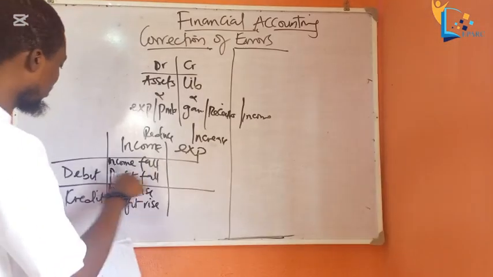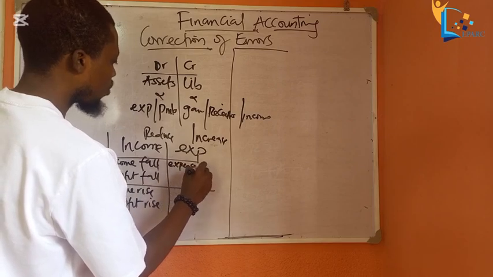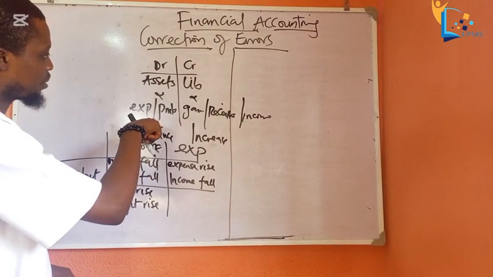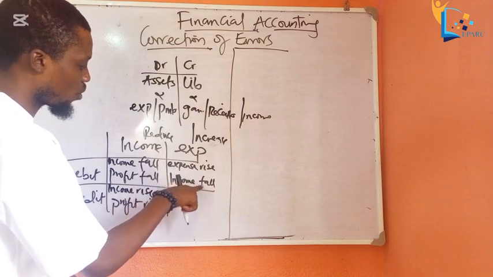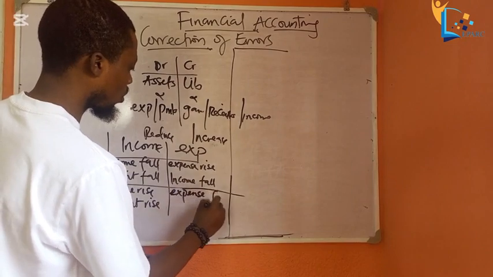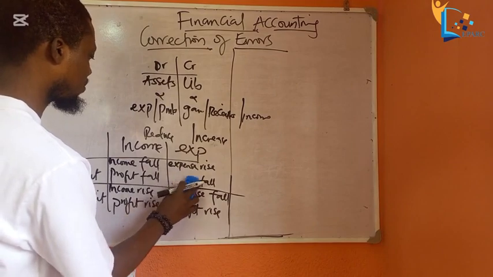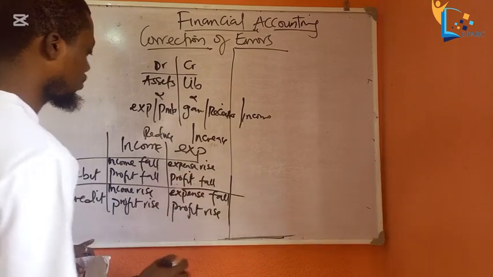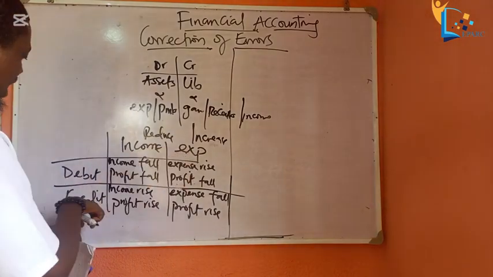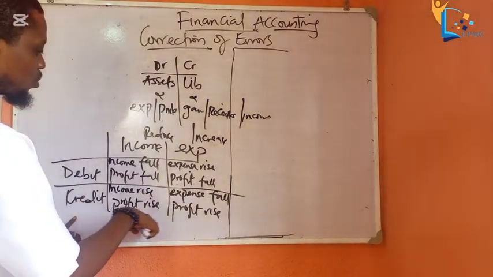Do you get it? Now, the same thing for expense. When your expense account has a debit balance, your expense will rise and your profit will fall. But when your expense has a credit balance, your expense will fall and your profit will rise. And when your income has a credit balance, your income will rise and your profit will rise as well.